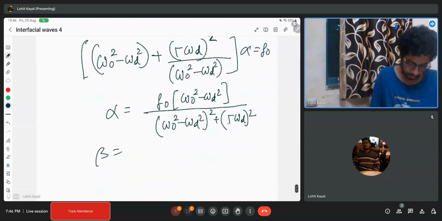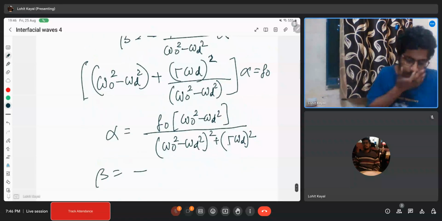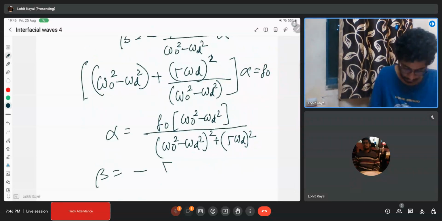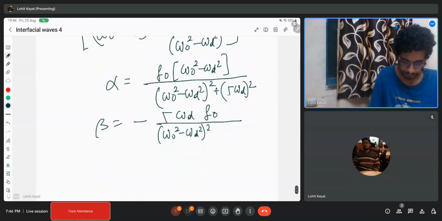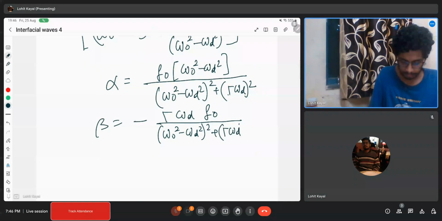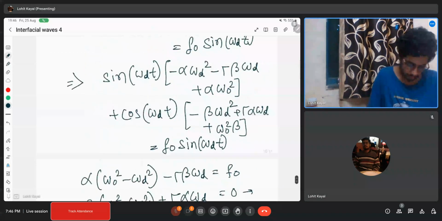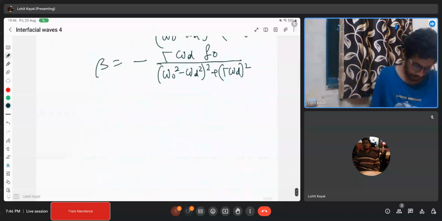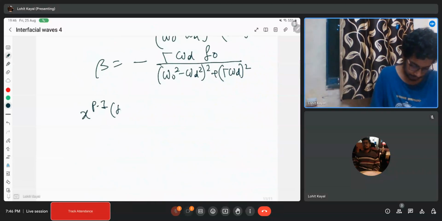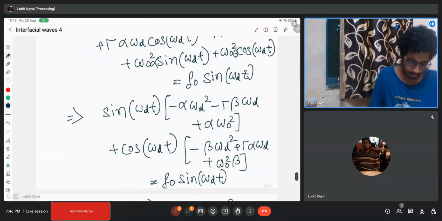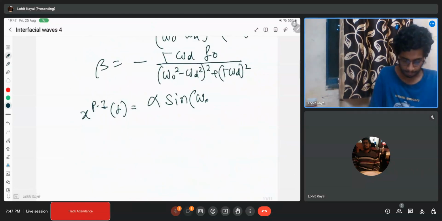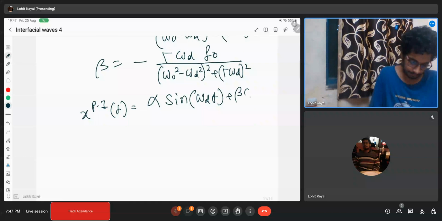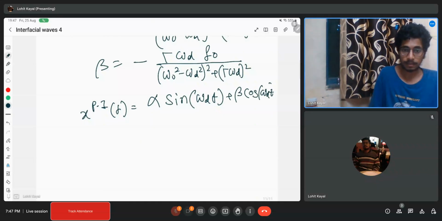And beta will come from this equation. It will be minus gamma omega d f naught divided by omega 0 square minus omega d square whole square plus gamma omega d whole square. And we have taken that x_p(t) is equal to alpha sine omega d t plus beta cos omega d t.